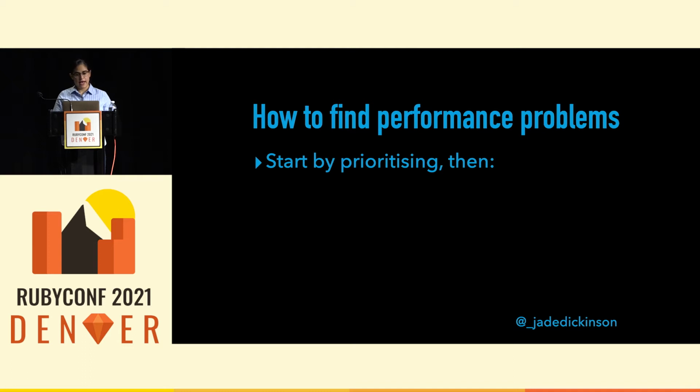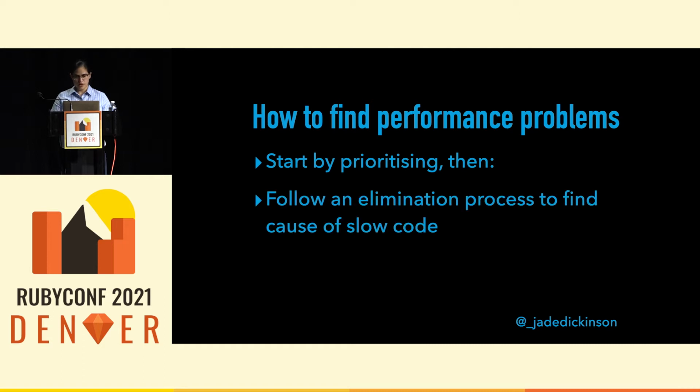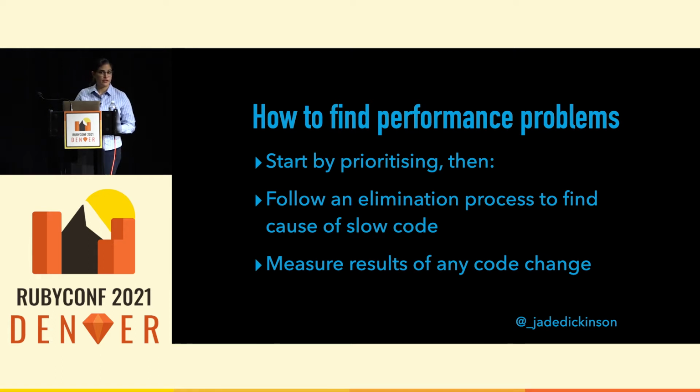Let's take a look at the how. So this is what you're here for, essentially. The first thing is that for any performance work like this, I would say, realistically, you're going to have limited time to do this. So you want to focus your efforts on where they're really going to be useful. You can follow an elimination process to find causes of slow code. And then any code change you make locally, you measure the result of that change on your machine to see if you sped things up, made no impact, or sometimes, to be frank, slowed things down, at which point, please don't merge that.